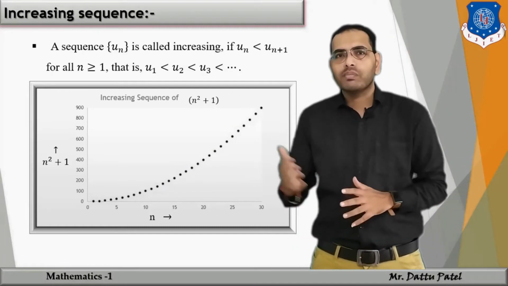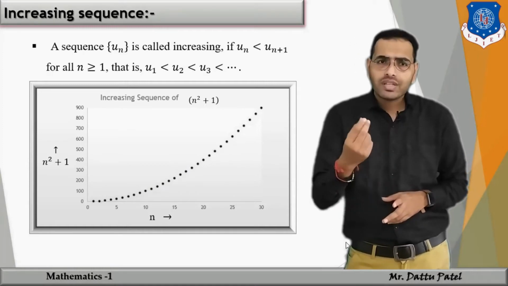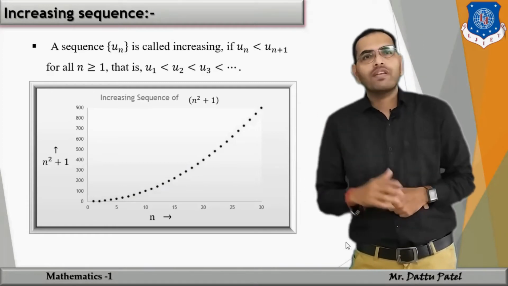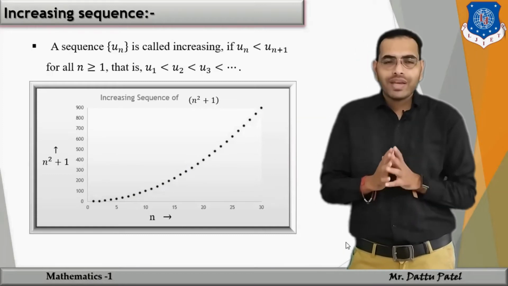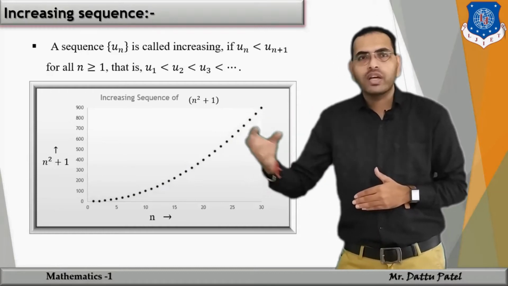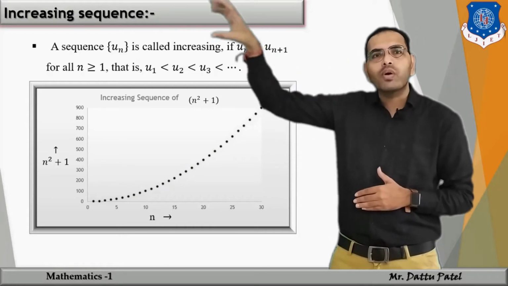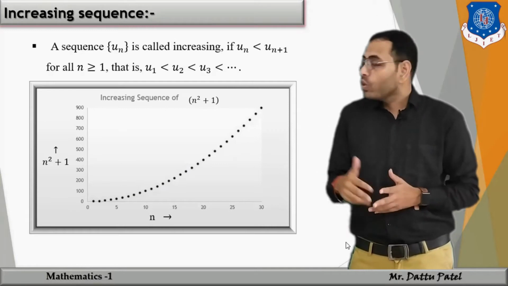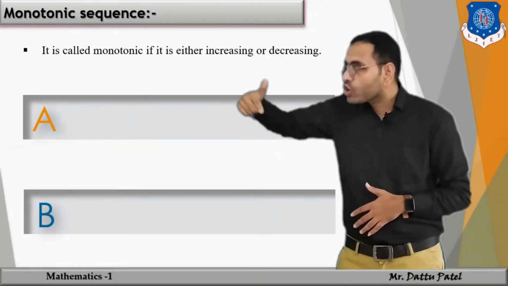Let's see one example: n square plus 1. Now substitute n equal to 1, then we get 2, n equal to 2, then we get 5, n equal to 3, then we get 9 and so on. Whenever we put the values of n as 1, 2, 3 and so on, our sequence is 2, 5, 9 and so on, which is increasing. Now plotting that sequence in this graph, we see this shape, which indicates an exponential growing shape.